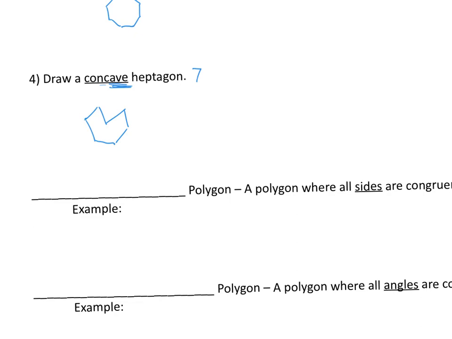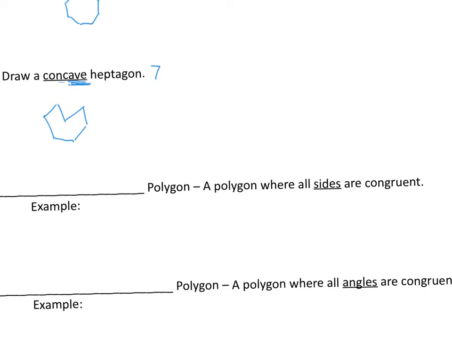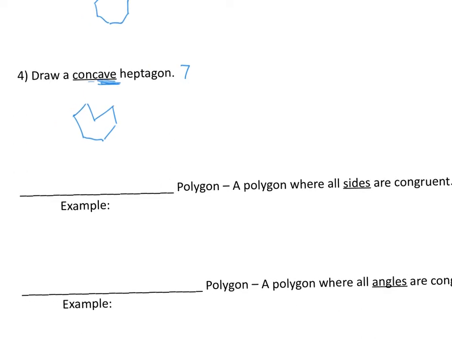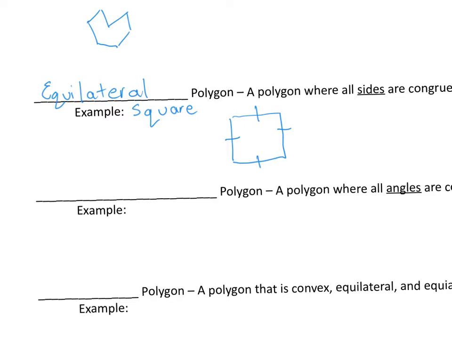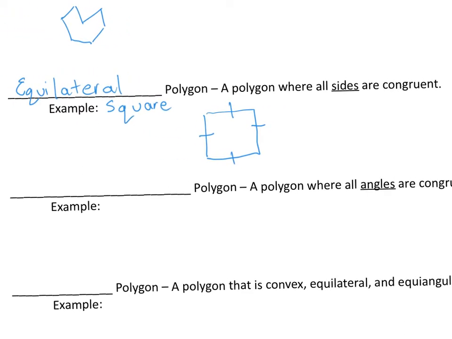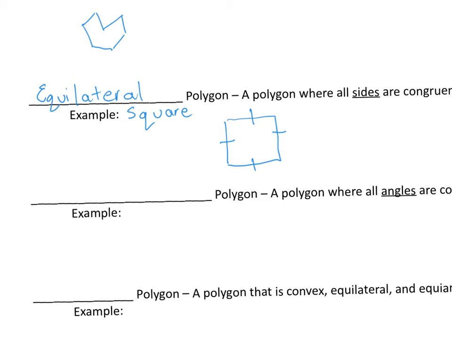Next, a polygon where all sides are congruent. Well, all sides congruent is considered equilateral. Lateral being the key word. Lateral is on all sides. So for an example of that, a square would be a good example. All the sides are the same and they are equal. A polygon where all the angles are congruent is called equiangular.